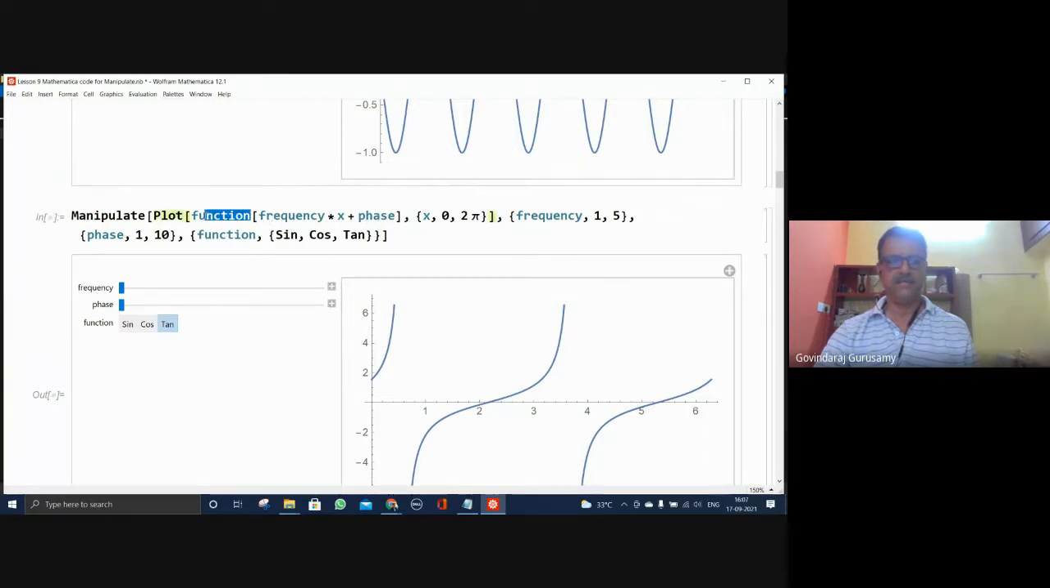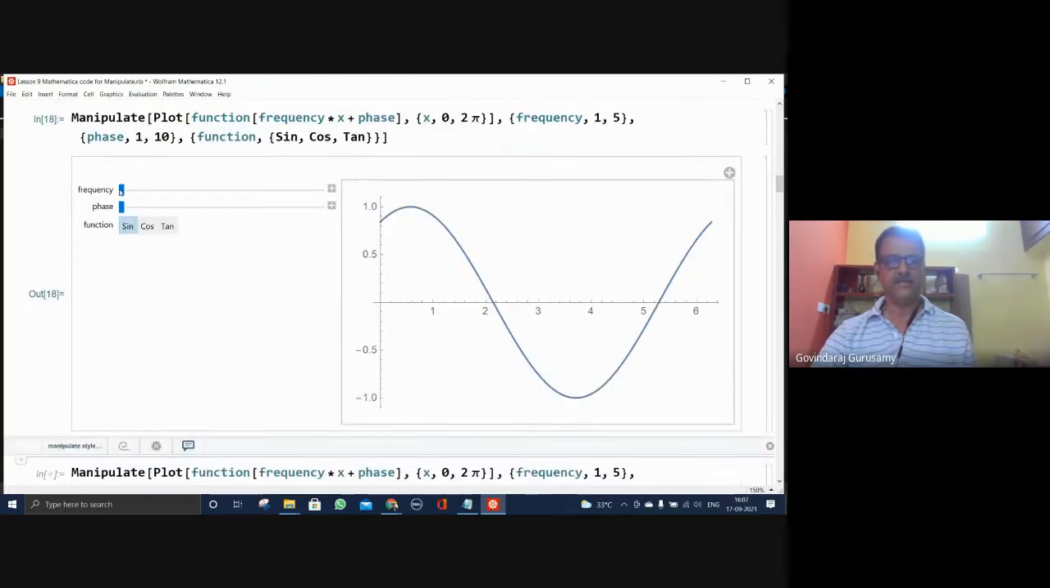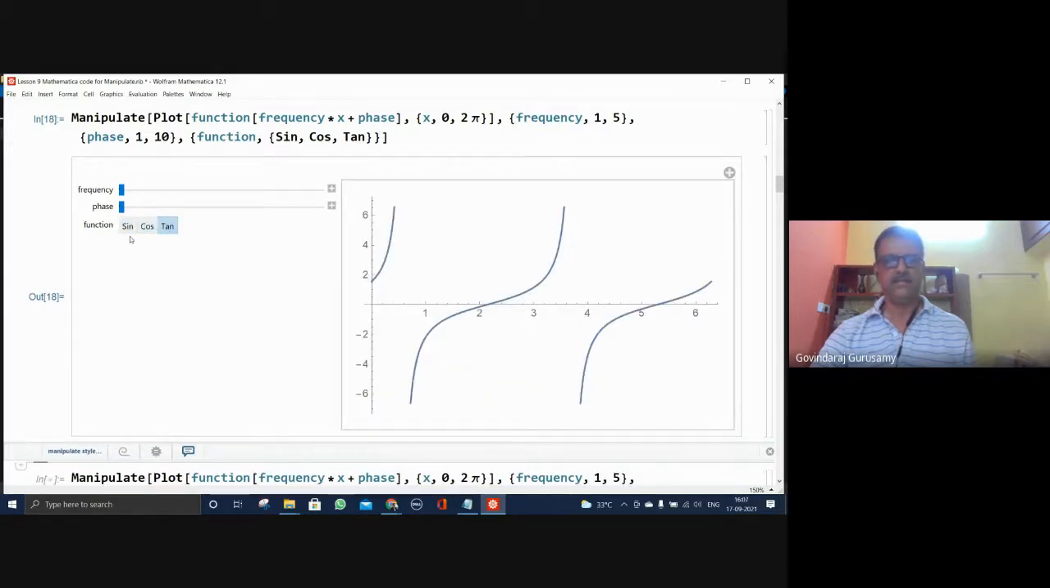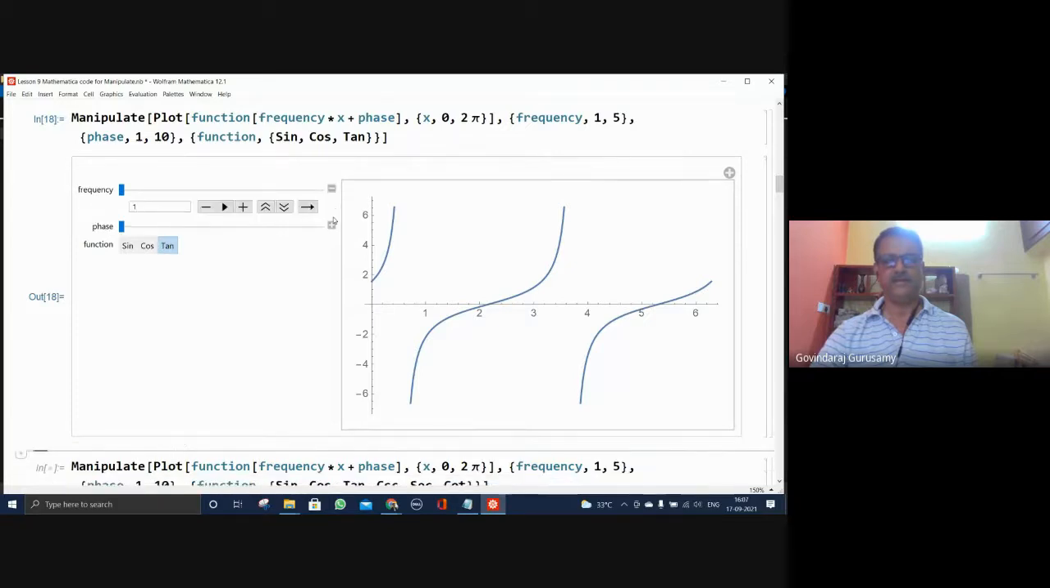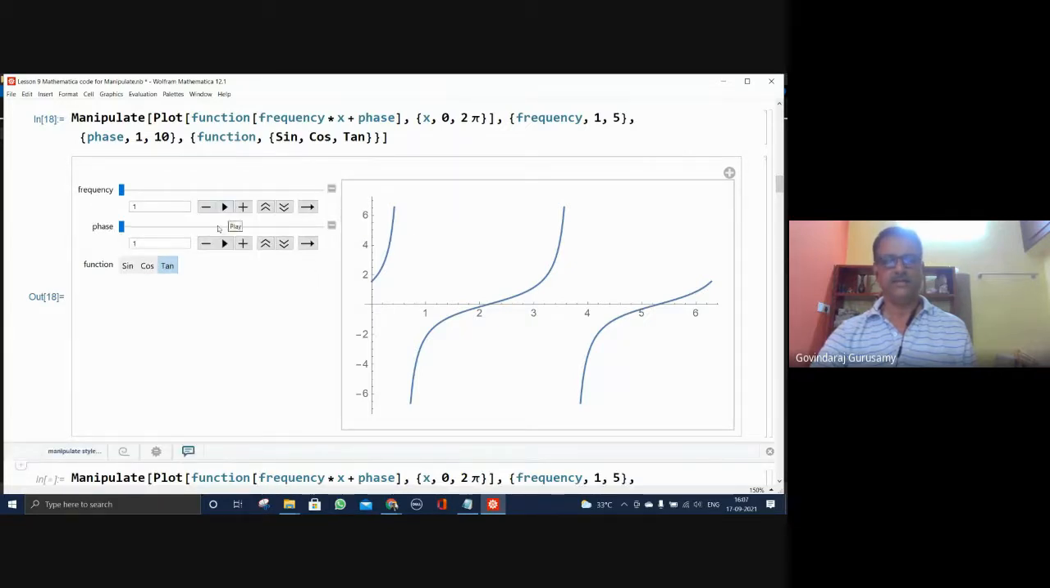Now I make it a Plot function, frequency times x plus phase. This function need not be a single one. It can have multiple functions. Manipulate a phase and a frequency. In addition to that, I will add first sine, second cosine, third tan function. The function goes and sits there. Sine will be sitting here, cosine will be here, and if I select that, tan will be there. Each time it selects one of them. You can see this is what you assign with the phase. This is cosine. This is the tan. And for all these, I have animation with respect to frequency and the phase. This is the tan function with an animation.